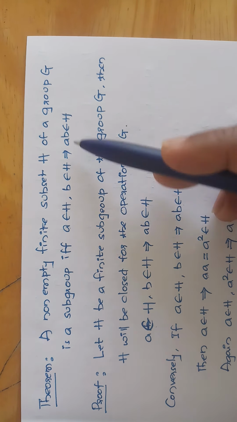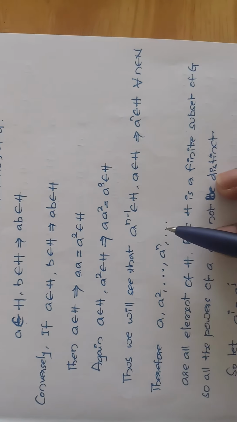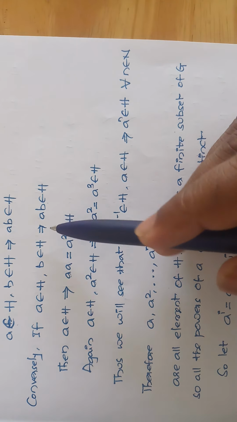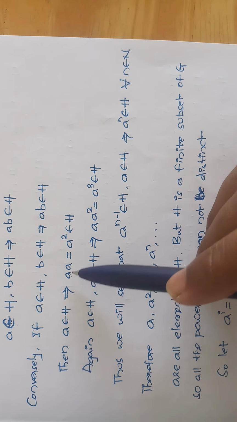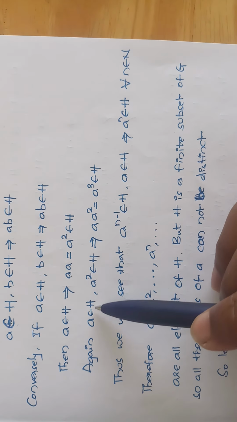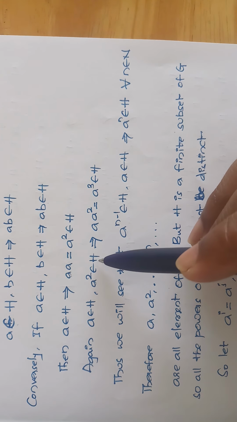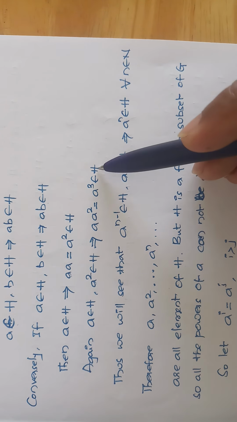Okay, so now using this condition, let me prove H is a subgroup of G. Conversely, if a belongs to H and b belongs to H implies ab belongs to H, then if a belongs to H, that implies a·a = a² belongs to H. Again, if a belongs to H and a² belongs to H, that implies a·a² = a³ belongs to H.